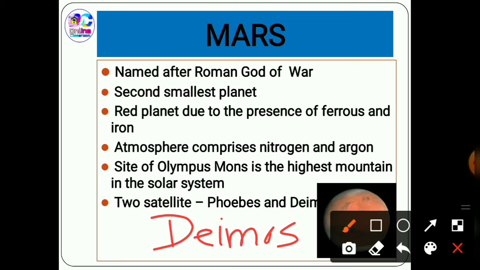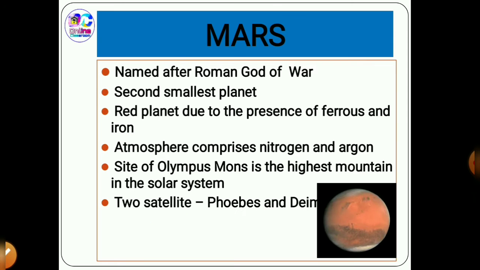The most important point is that Mars is considered the red planet. It is considered red due to the presence of ferrous iron, and it has two important satellites, that is Phobos and Deimos. The third important point is that it consists of the site of Olympus Mons. This Olympus Mons is the highest mountain found in the solar system.